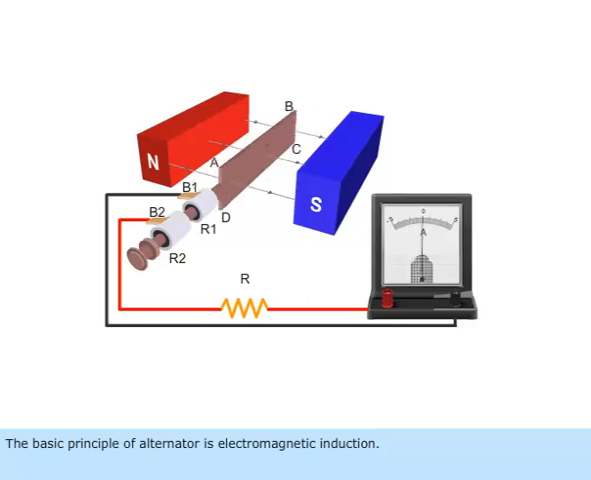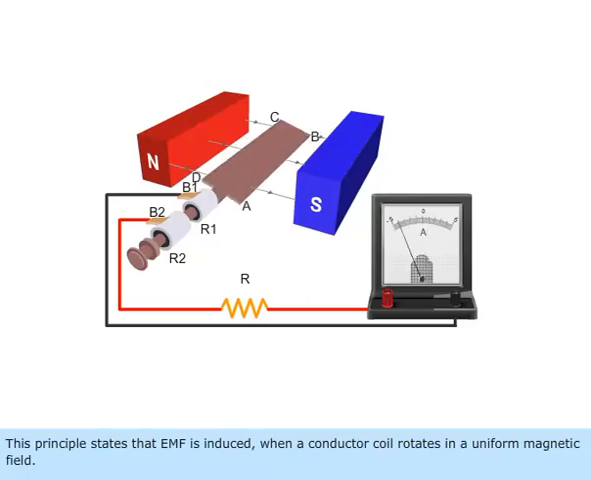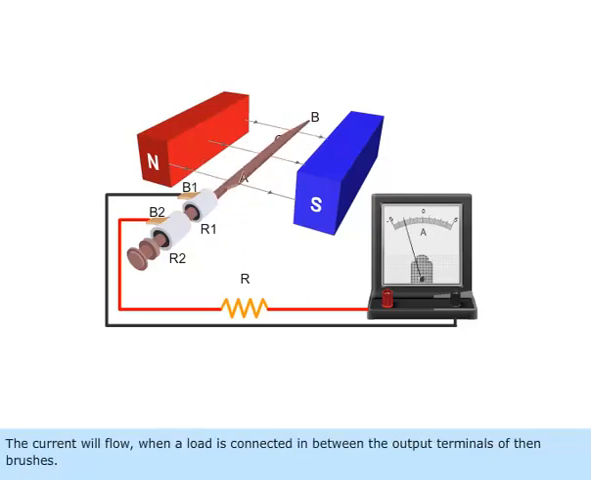Working. The basic principle of alternator is electromagnetic induction. The principle states that EMF is induced when a conductor coil rotates in a uniform magnetic field. The currents will flow when a load is connected in between the output terminals of the brushes.